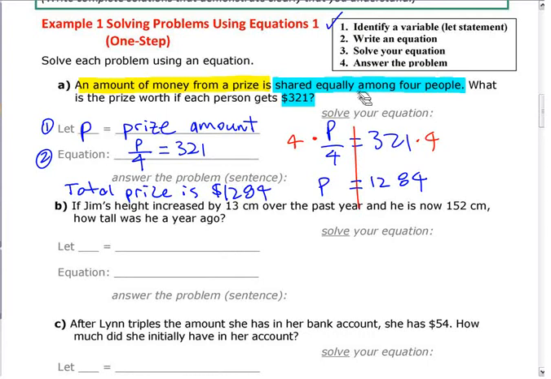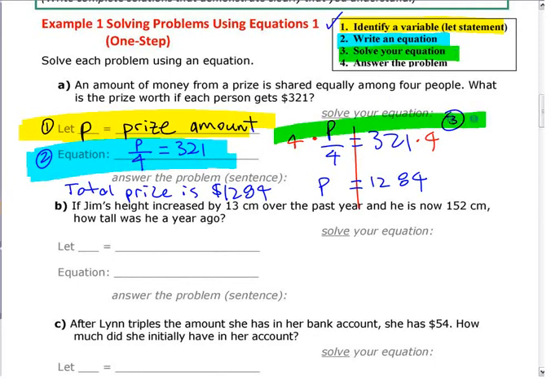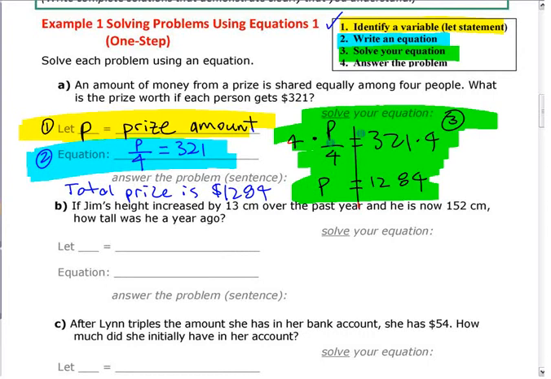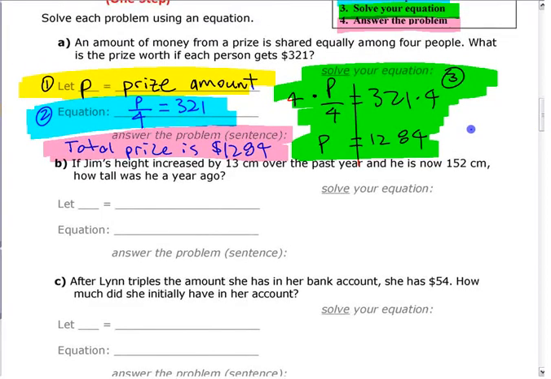So that's your 4-step process here. That's the process you're going to follow. First of all, you're going to identify your variable. Second, you're going to write some kind of an equation. Third, you're going to solve the equation. And fourth, you're going to write some kind of an answer. Not because this is difficult, just because you need to learn the process with simpler things and then move on to more difficult things.